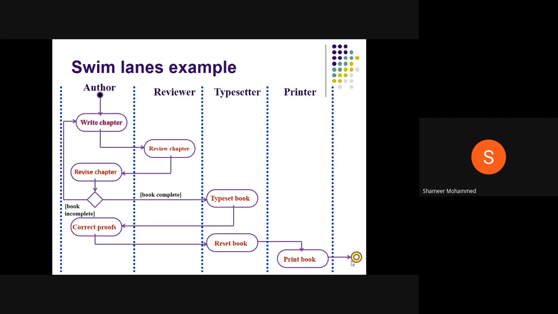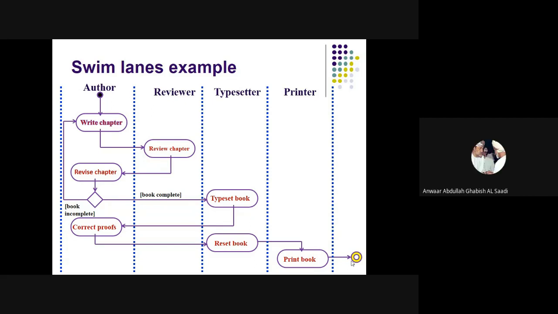The previous diagram, we are adding swim lanes to it to show the responsibility of the author, the responsibility of the reviewer, the responsibility of the typesetter, the responsibility of the printer. Is this clear? Swim lanes.